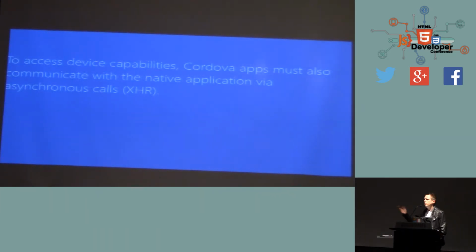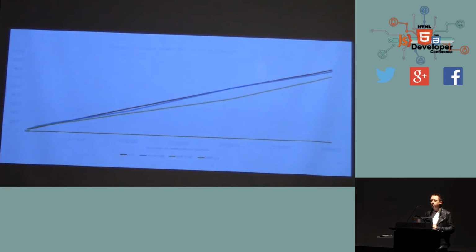Okay, so we talked about having to traverse that web view in order to access native device capabilities like the camera, the address book, the accelerometer. So let's take a closer look at what that actually means and what tax we pay there for being in a web view. So here's what we did.